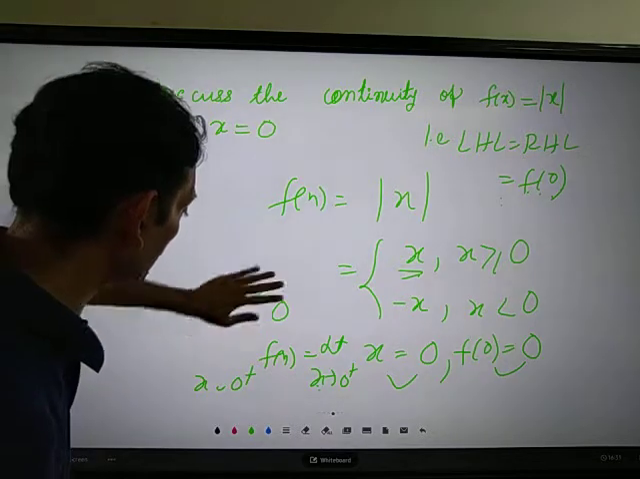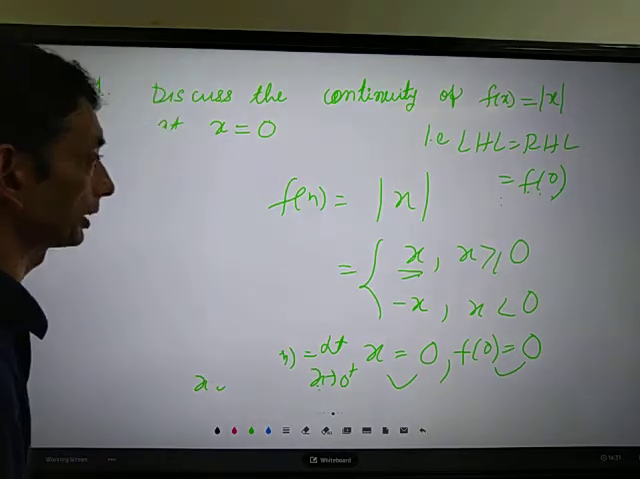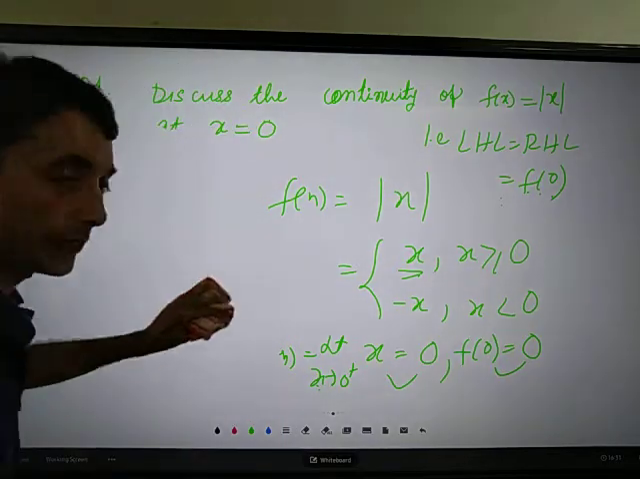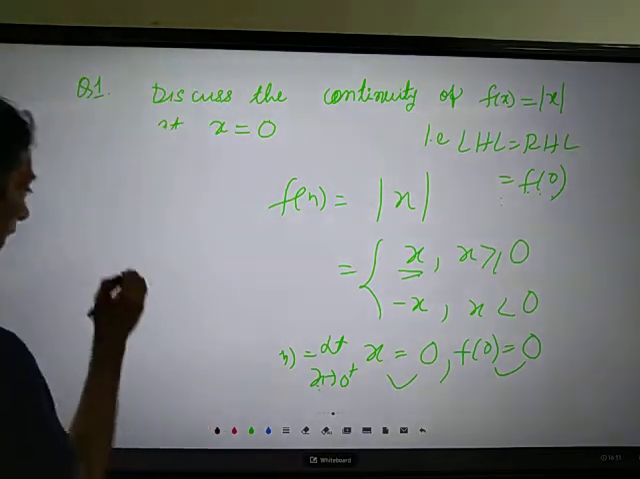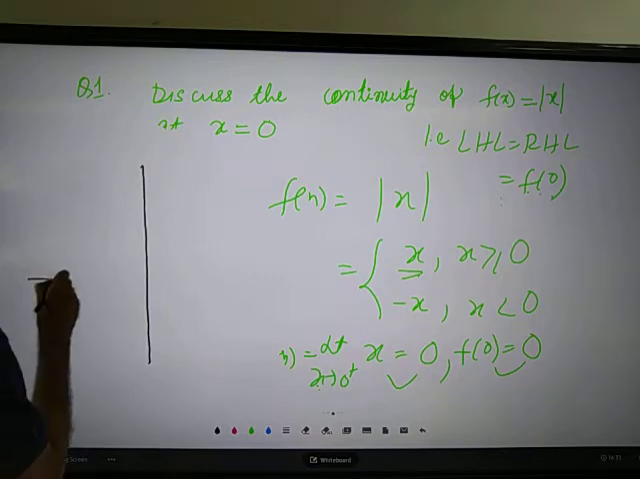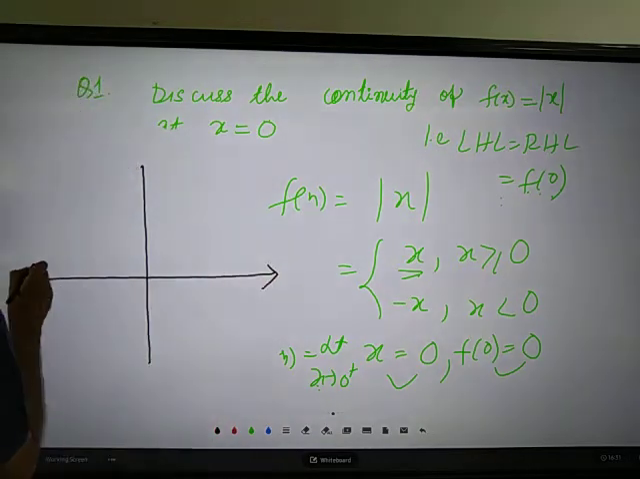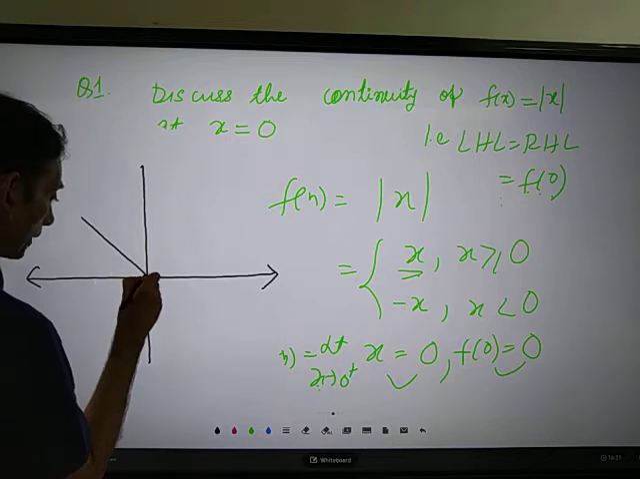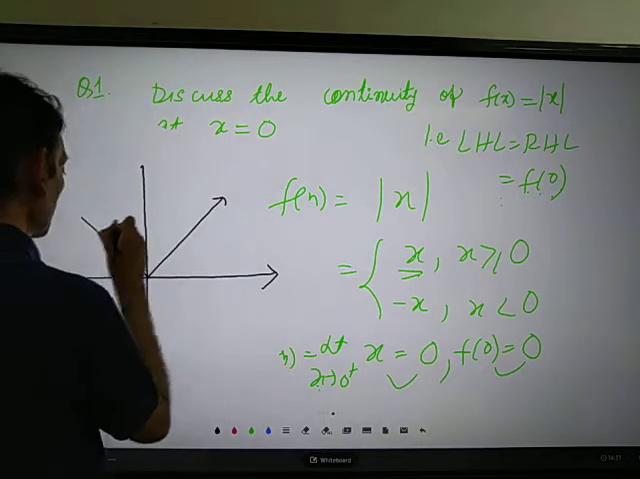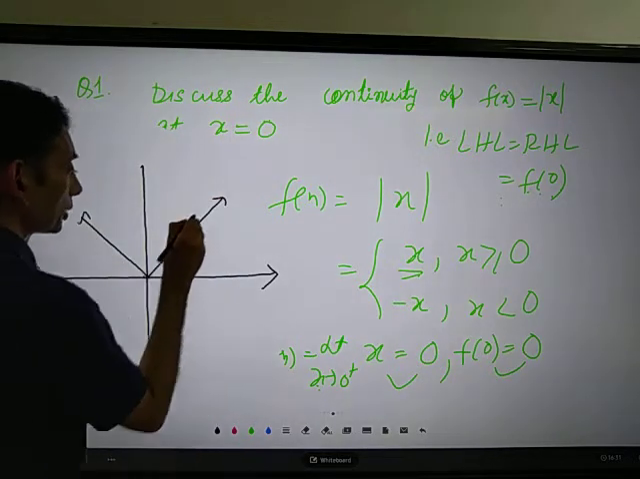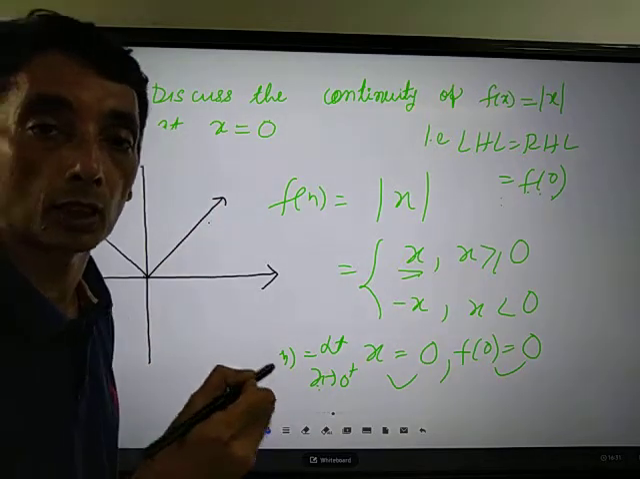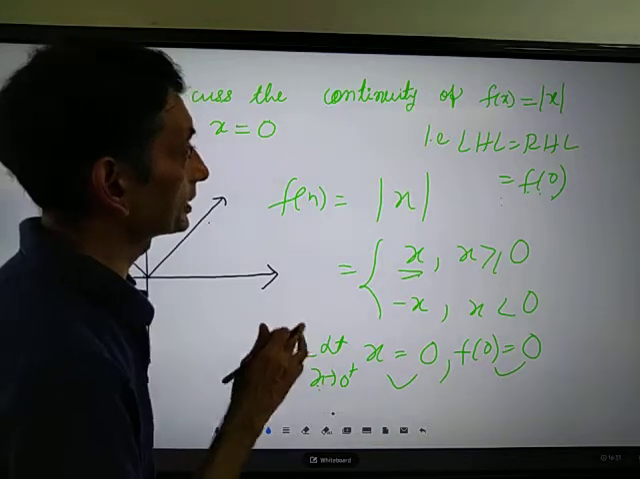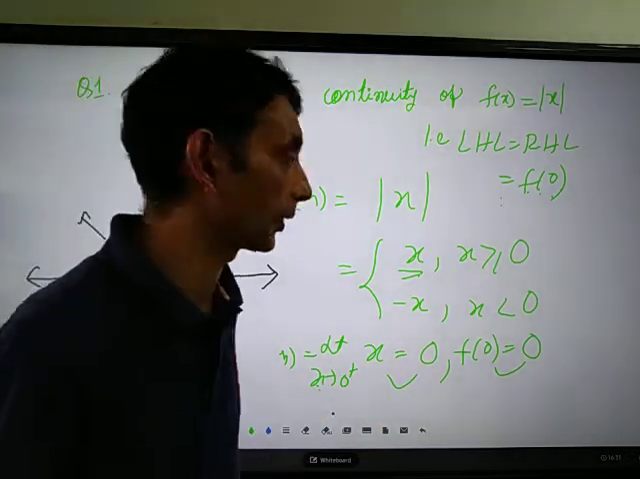If we want to represent this with the help of a graph, we know the graph of f(x) equal to mod x. It is a V-shaped graph. If you want to draw the graph, you can keep on drawing it without lifting the pen from the plane of the paper. Therefore, this is an example of a continuous function.